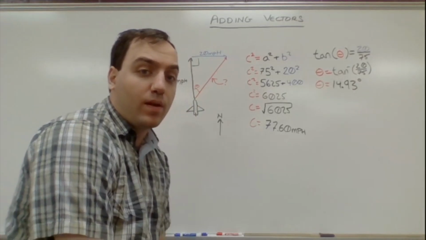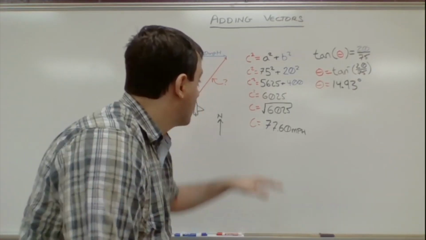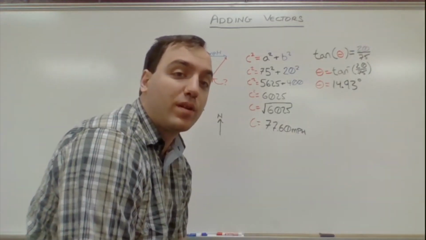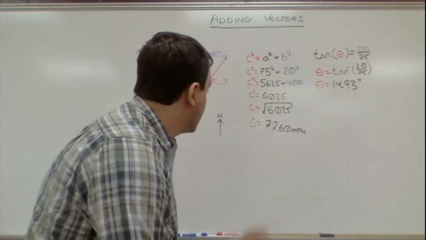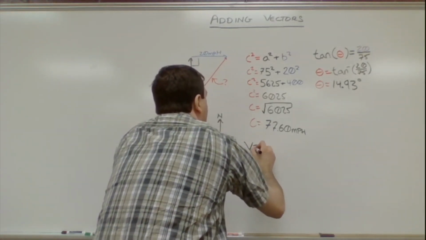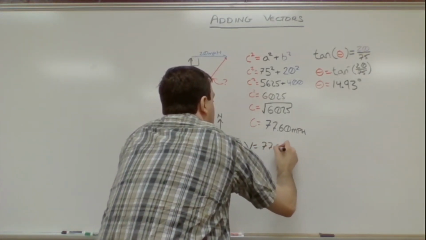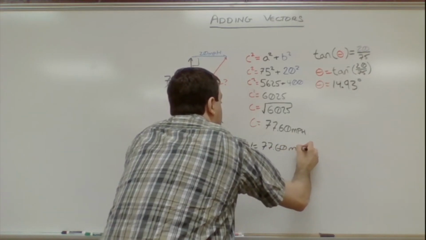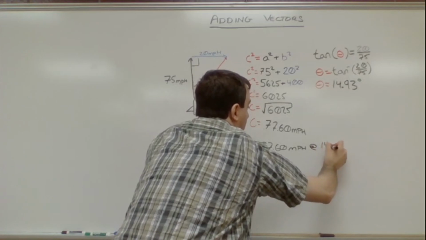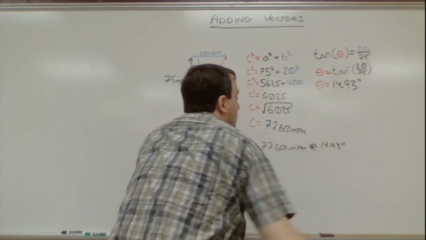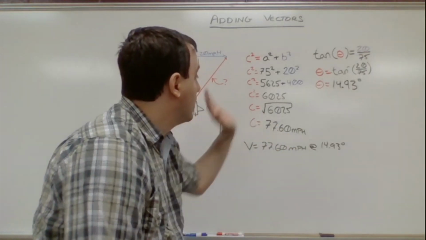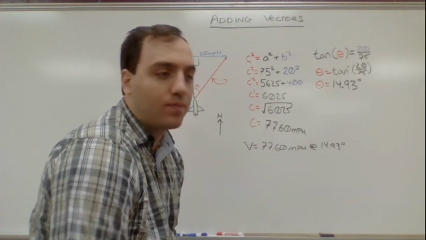Okay, if you did all your math right, you should get 77.60 miles per hour for your C, and 14.93 for your degrees. So how we would report this is that the actual velocity of this plane is 77.60 miles per hour at bearing 14.93 degrees, which, by definition of how degrees work, is east of north. And there we go.